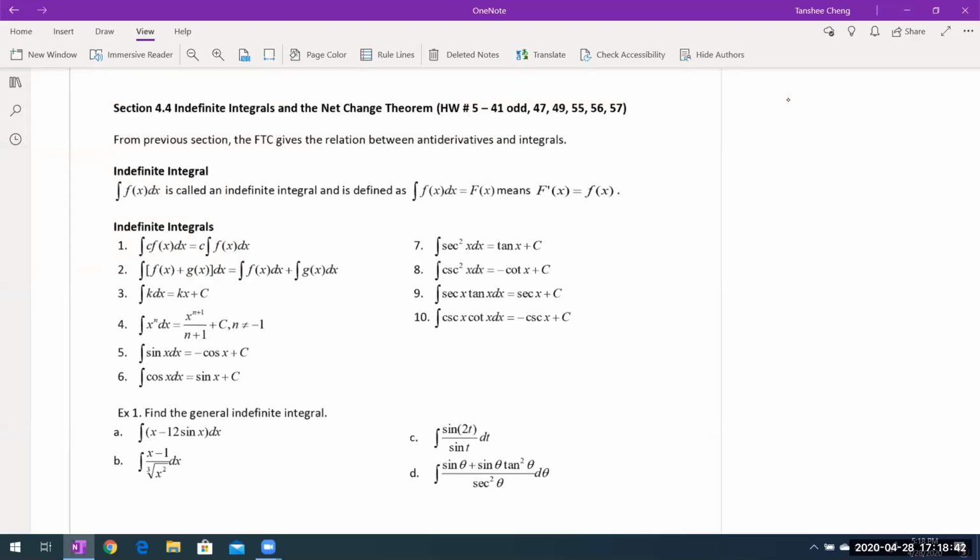In this section 4.4, we're going to look at indefinite integrals and then the net change theorem. So from the previous sessions, the fundamental theorem of calculus, we know that the relation between antiderivatives and integrals is that they are the same. That's how we can connect it from fundamental theorem of calculus part 1.